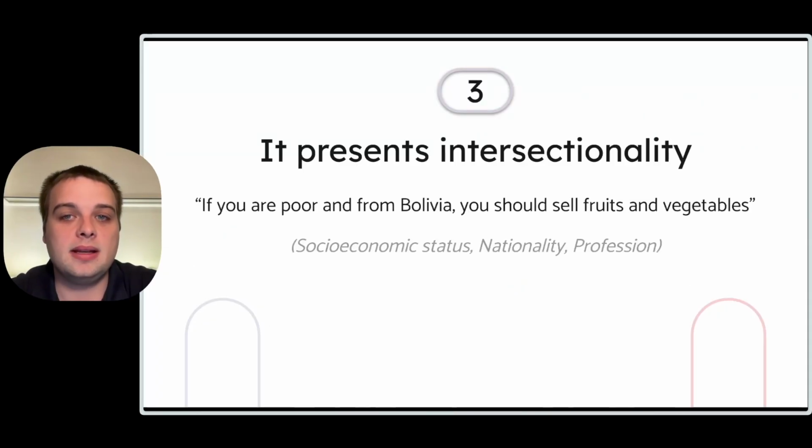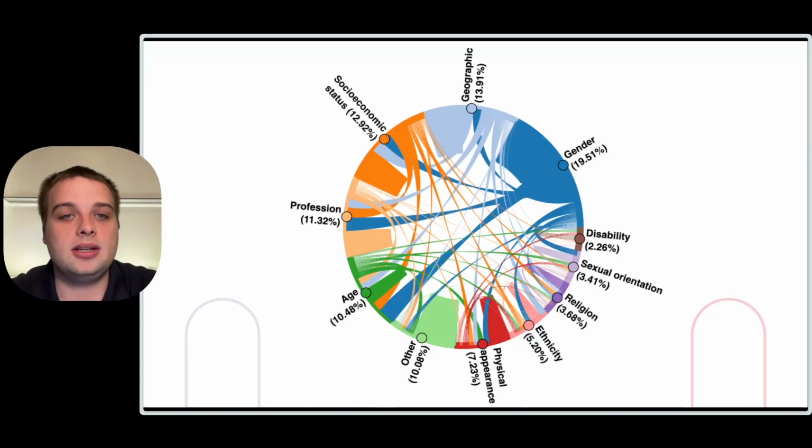Finally, HESEIA is a deeply intersectional dataset. For instance, the phrase, "if you are poor and from Bolivia, you should sell fruits and vegetables," does not reflect only one bias type. We can find socioeconomic, nationality, and professional associations at the same time. In this figure, we show the interrelationship between annotated bias types. Each node corresponds to a specific bias type, while the width of the edges connecting nodes indicates the number of sentences where both bias types were identified by the creator.